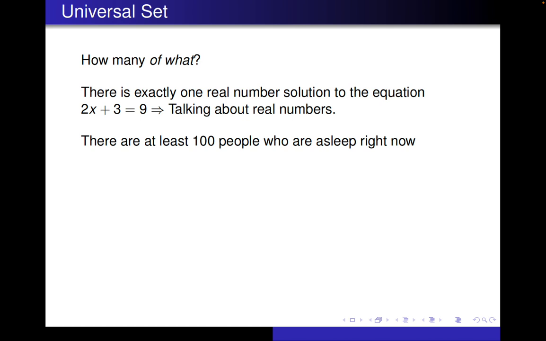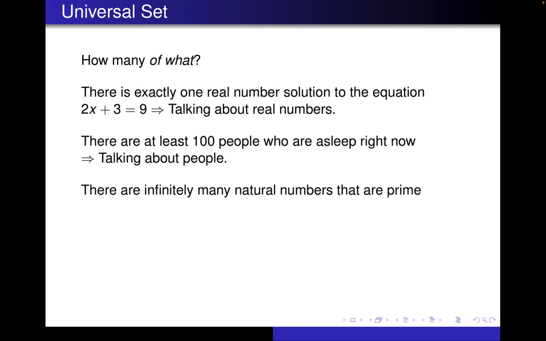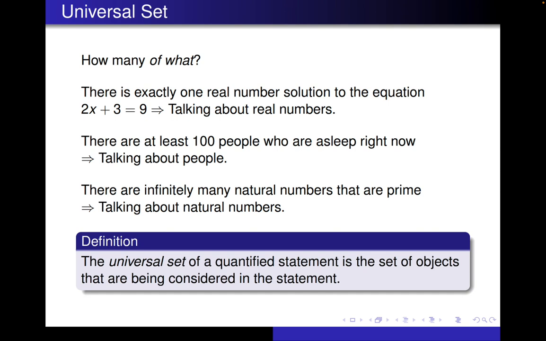If we're talking about there are at least 100 people who are asleep right now, what are we talking about? We are talking about people. Our universal set is the set of all people. If we're talking about there are infinitely many natural numbers that are prime, here we're talking about natural numbers, the set of natural numbers. That's our universal set. In general, the universal set of a quantified statement is the set of objects that are being considered for that statement.